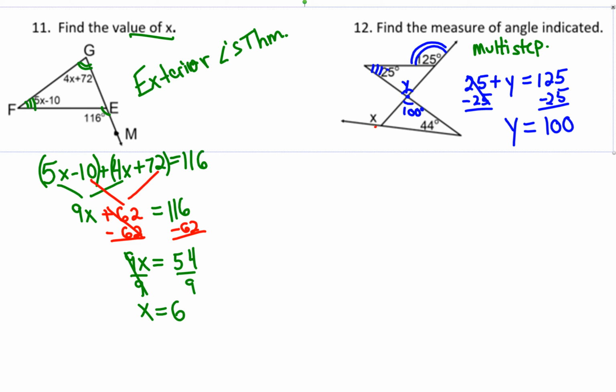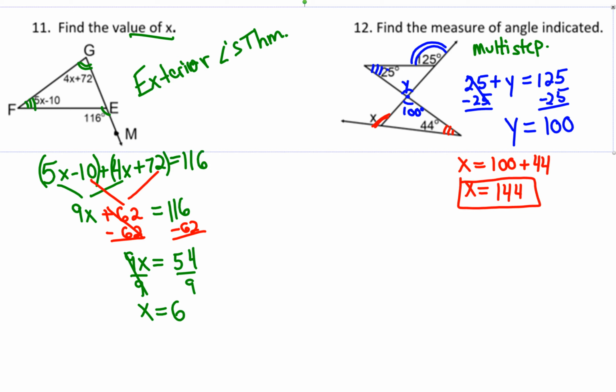So that means that this angle here, x, should be equal to the sum of these two non-adjacent interior angles here. So we're going to say that x is equal to 100 plus 44. So final answer, x is equal to 144.